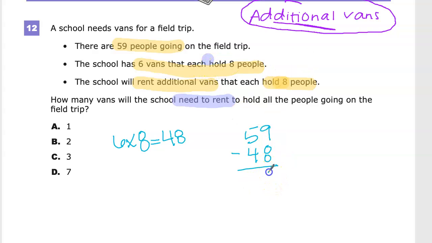So 9 minus 8 is 1. 5 minus 4 is 1. So we have 11 people left over. So this is who is left over. So now, the school is going to rent additional vans that hold these 8 people. So we have 11 people, so we'll subtract 8 people. 11 minus 8 is 3. So this is 1 additional van.